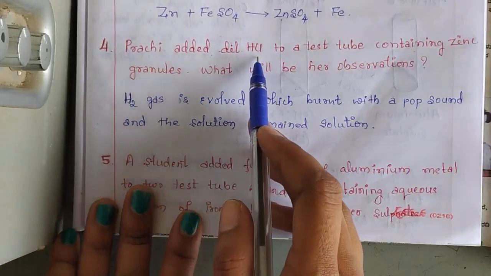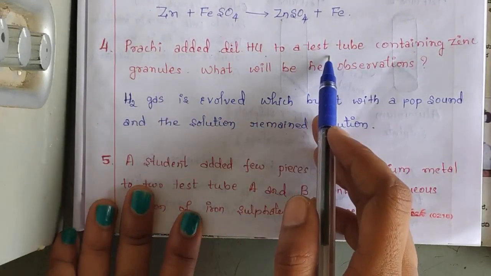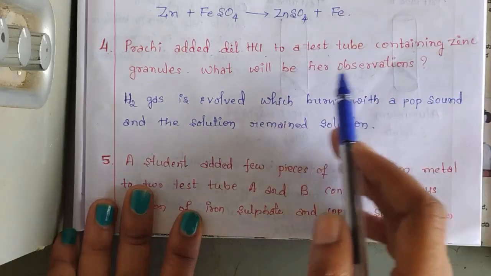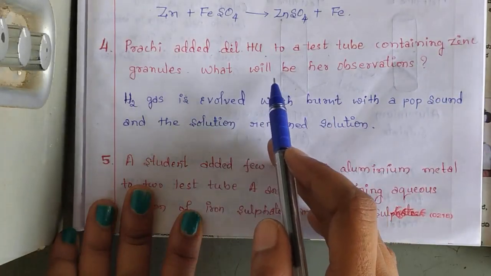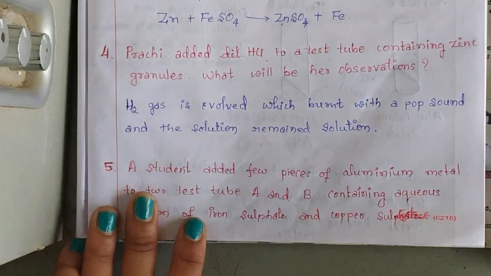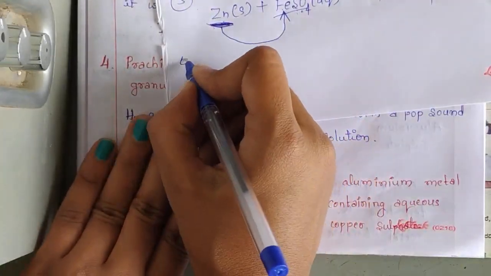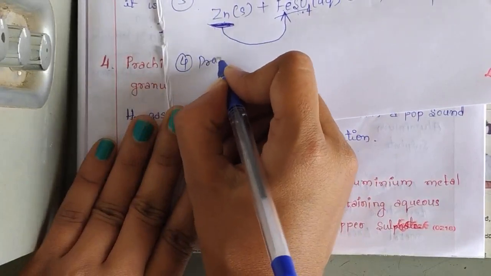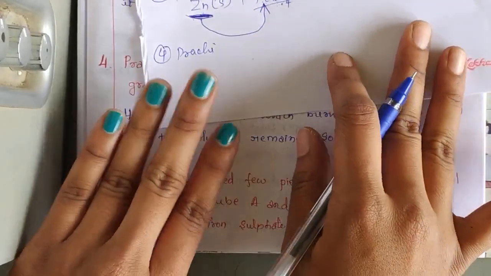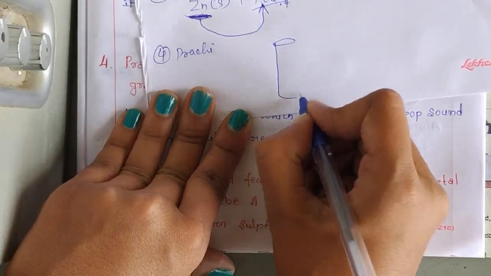Prachi added dilute HCl to a test tube containing zinc granules. What will be her observation? See here, Prachi is a girl. She took one test tube.